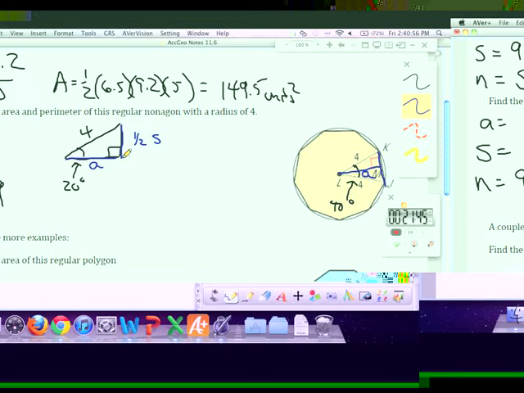So the area now, half times 6.5 times 9.2 times 5. And the area is that many square units, which someone calculated that for me, that would be easy. 6.5 times 9.2 times 5.